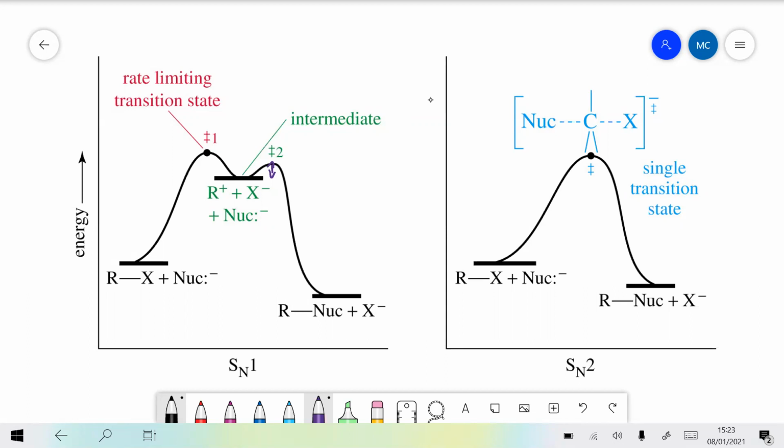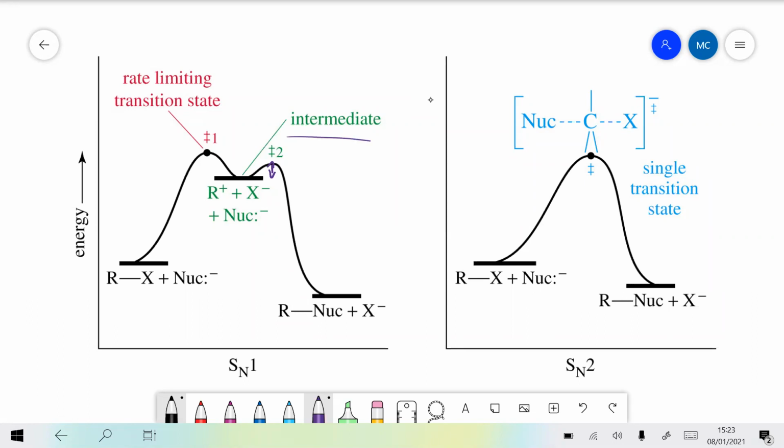The transition state is the highest state in the energy diagram, and this will then react to form your product. And there is no possibility of stopping it.